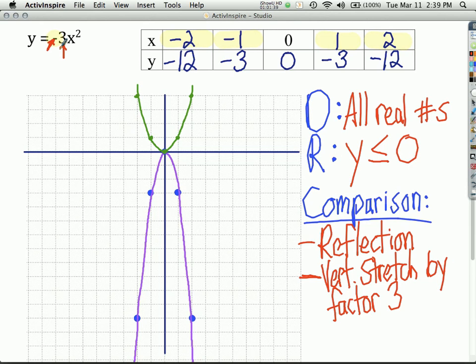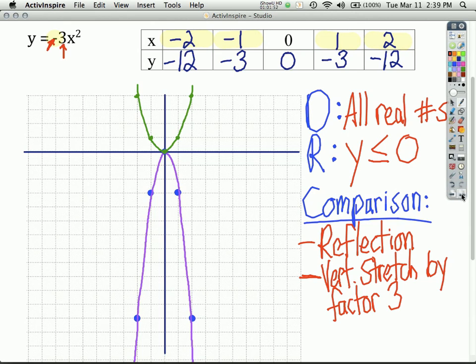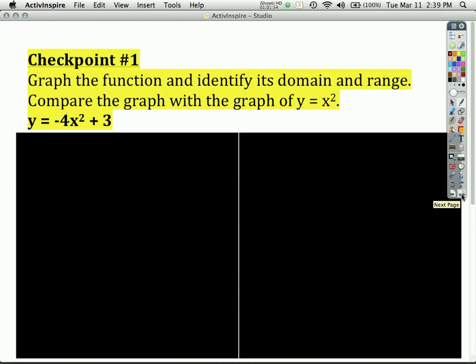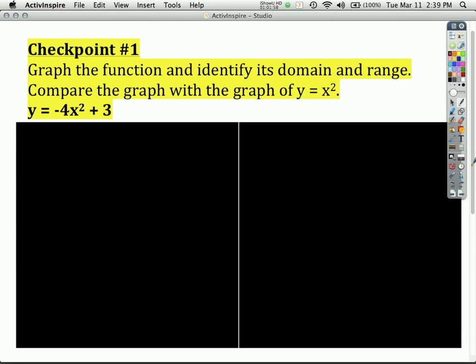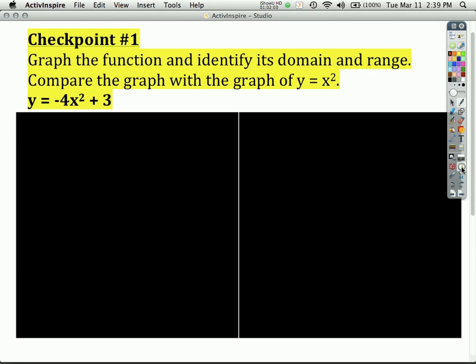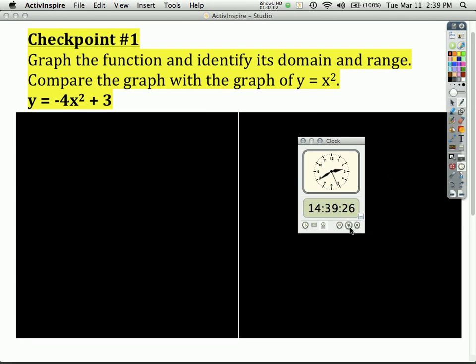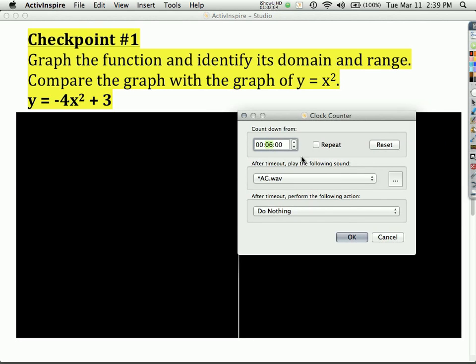So we just cut the work time in half. From example 1 to example 2, we already cut the time in half. Now you're going to do a third one on your own. It's going to take less time than that. Okay? So, checkpoint number 1. Graph the function, identify its domain and range, and do a comparison. You got 6 minutes.